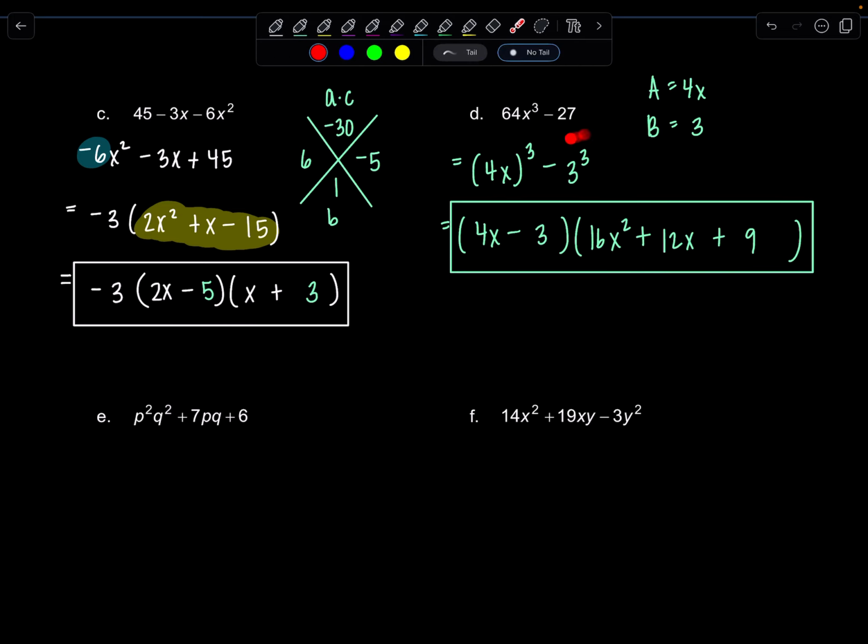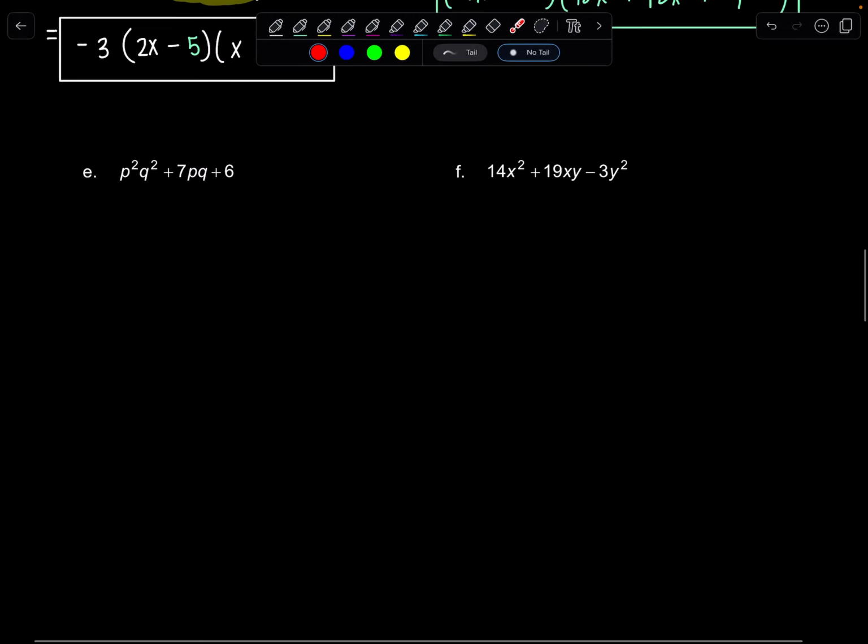When you use the formula for a difference of cubes, as long as this wasn't a difference of squares first, then this is completely factored. This will not factor further. Okay? Good. Next one, E.